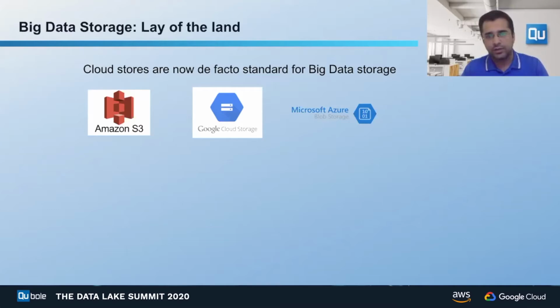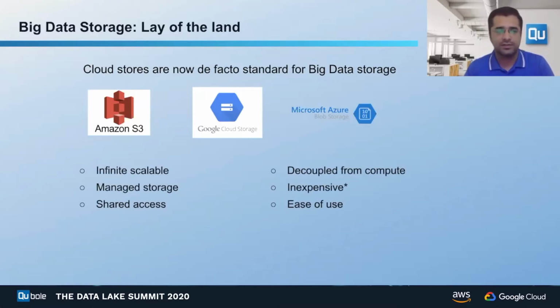But slowly and slowly, big data stores came into being. And over time, they became the de facto standard for building your data lakes. So data stores like Amazon S3, Google Cloud Storage, and Microsoft Azure's Blob Storage are now the place to go to if you're building your data lakes. And these became de facto standards for some good reasons. And I'm listing out a few of those reasons here.